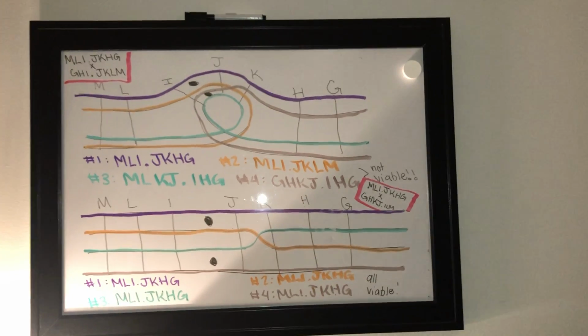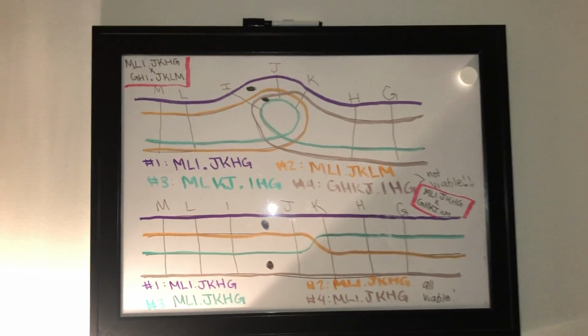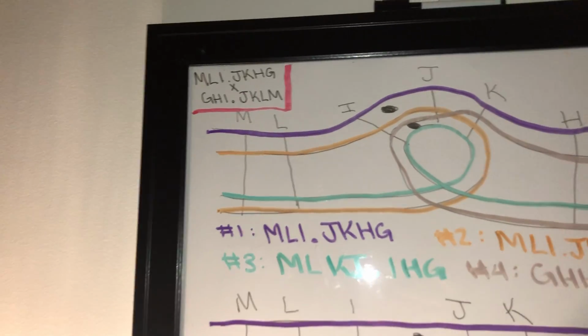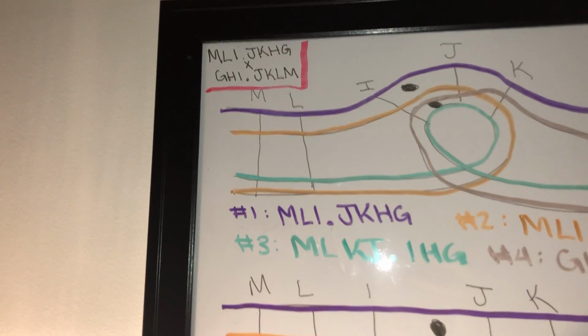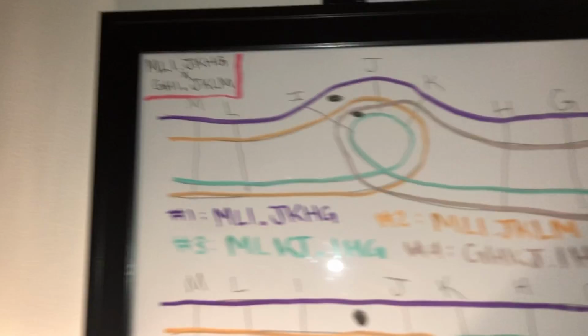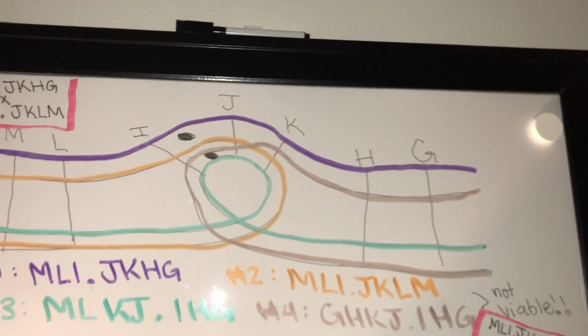This is Elena Moore, and I'm going to be discussing synapses and crossing over when given two chromosome pairs. So the first thing I'm given is MLI, centromere JKHG, and GHI, centromere JKLM. And we are also given that there is a crossing over event occurring between J and K.